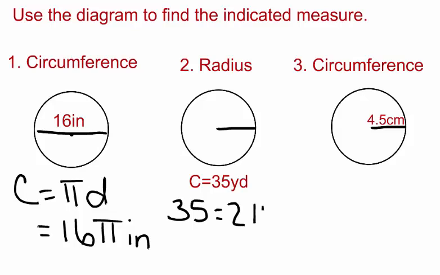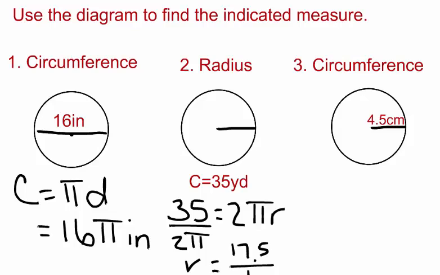The second one gives us the circumference, C equals 35 yards, and we're supposed to work backwards in the formula to find the radius. So for this one, 35 is our circumference. Set that equal to 2 pi r. To get r by itself, you need to divide by 2 pi. The radius for this circle can be 17.5 divided by pi, or if you divide out by pi, it should be about 5.57 yards.